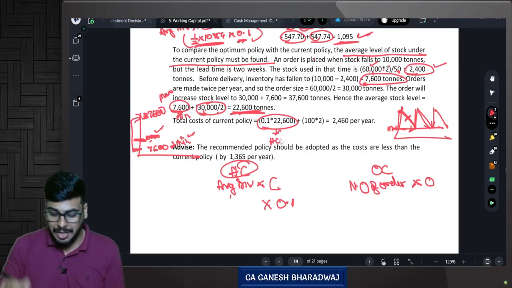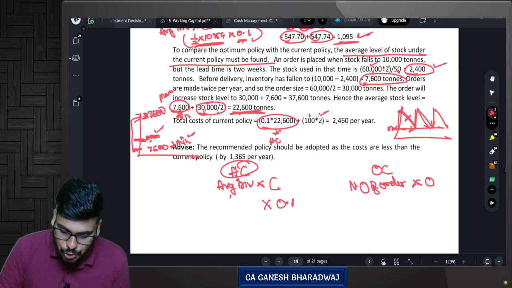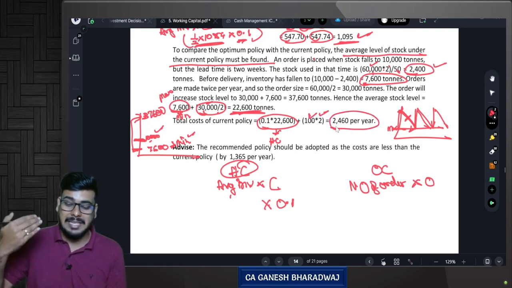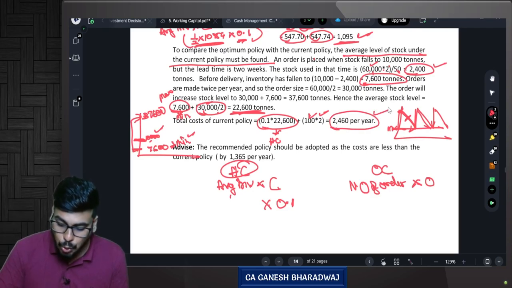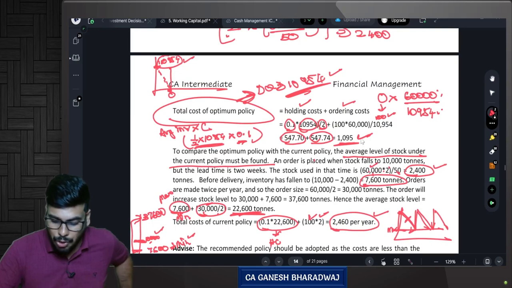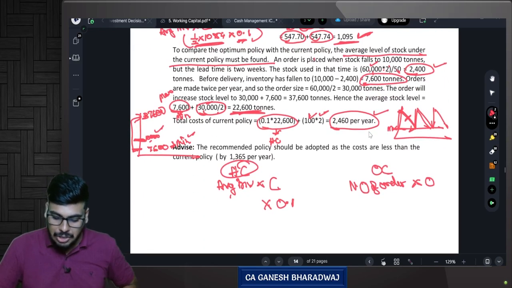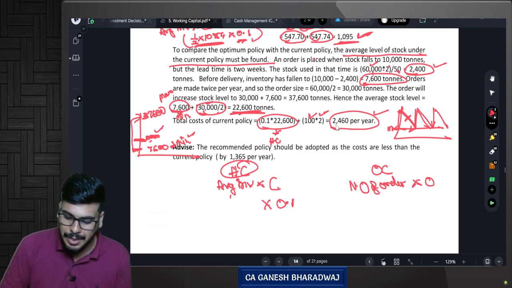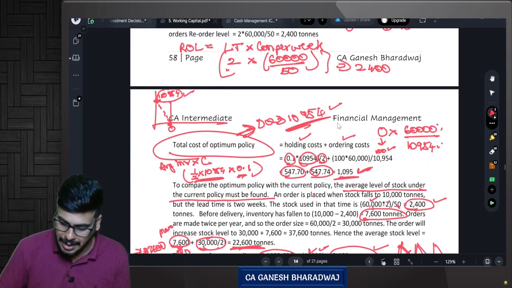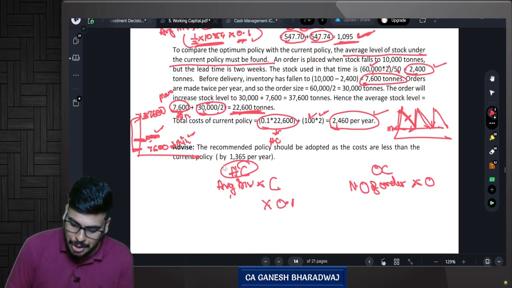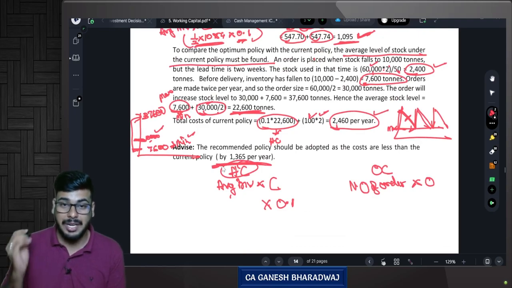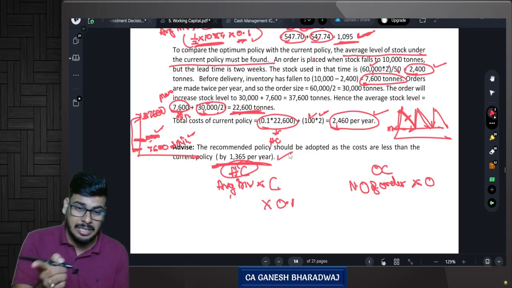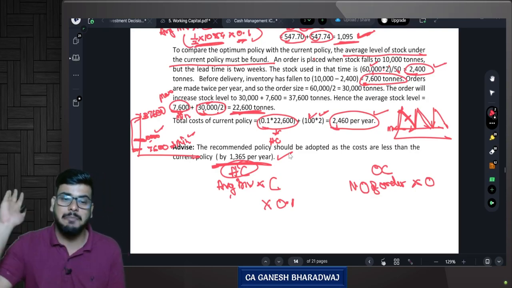Then what is going to be your ordering cost? It is going to be the number of orders, that is 2, into the ordering cost per order. So the overall cost, if I am placing an order twice in a year, is going to be 2460. Whereas if I follow EOQ, it is just going to be 1095. So how much extra cost am I incurring because I'm deviating from EOQ? The difference, 2460 minus 1095, gives you 1365 rupees per year. So every year I'm incurring an extra cost of 1365 because I am deviating from my EOQ. So it is better to follow EOQ.